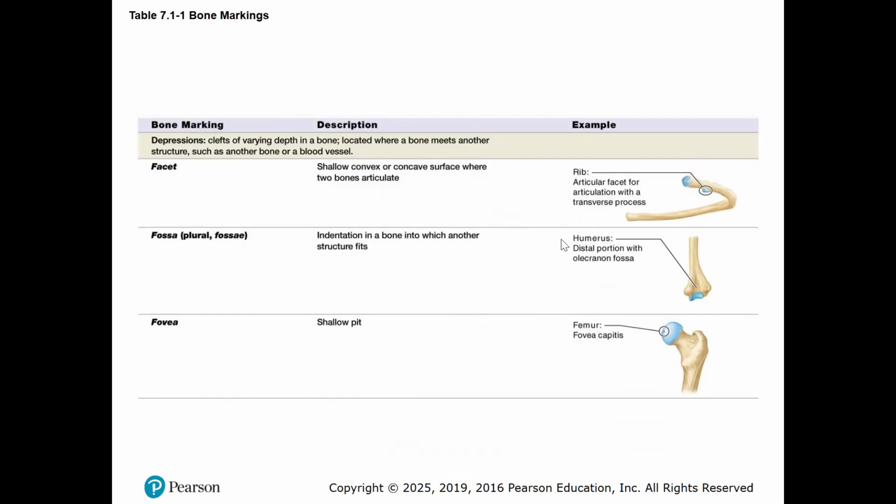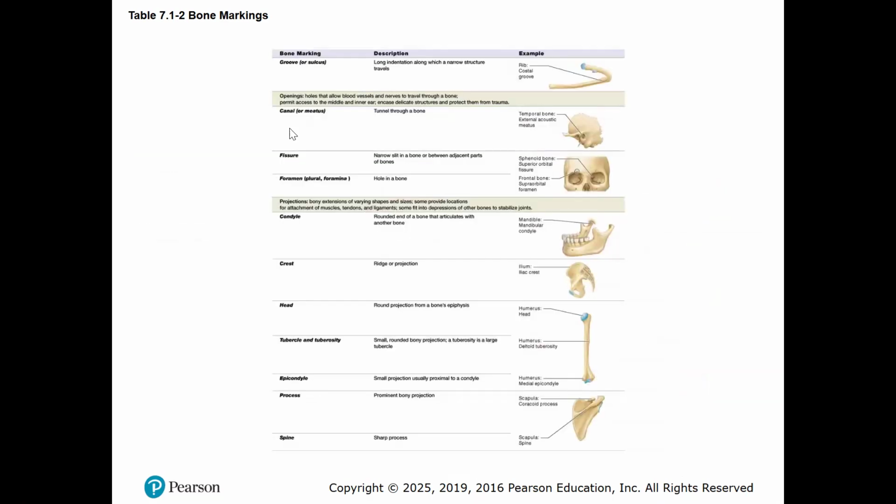Then you have a fossa. This is an indentation where one bone can fit into another. Here you see the humeral distal fossa that's going to articulate with the proximal end of the ulna. Then you have a shallow pit here. This is of the humeral head, the fovea of the humeral head.